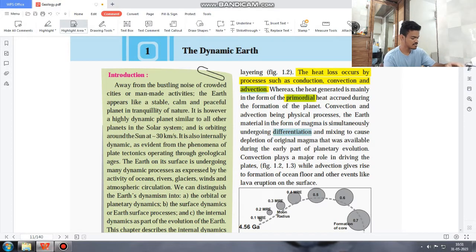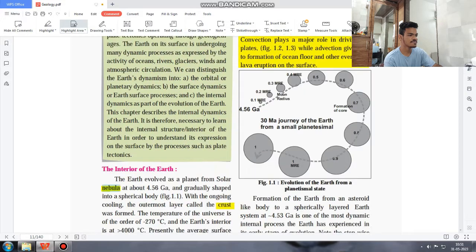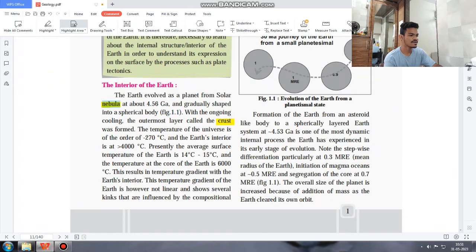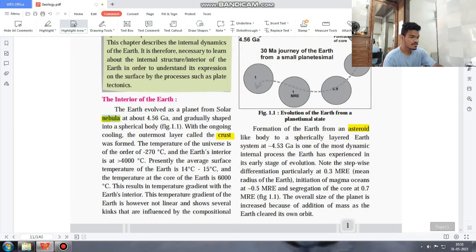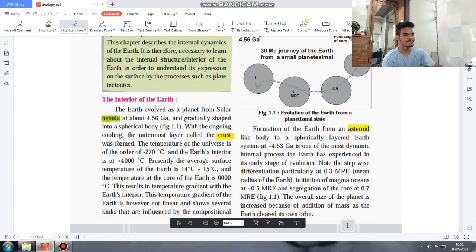Then this comes down over here. Convection plays a major role in driving the plates. This entire thing should be marked. You can read this. You can come down. Formation of earth is from an asteroid. You can mark this too. Then you can read this part, but from this most of it nothing comes.